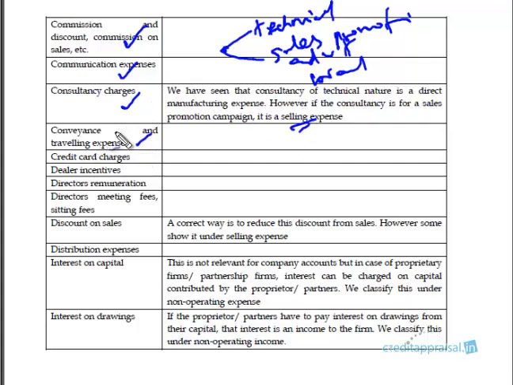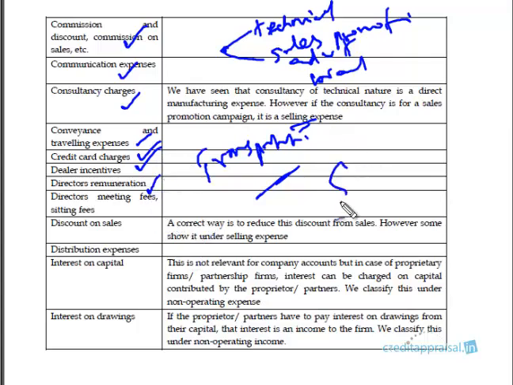So we are assuming that this is not related to any material. If it is a material, you will usually be given the term transportation. So when you are saying conveyance, it is actually traveling charges for the staff and directors. So that will be a general expense. Credit card charges, it's at the point of sale, right? So it's a selling expense. Dealer incentives, again, dealers come into the picture only when the sale happens. So that is a selling expense.